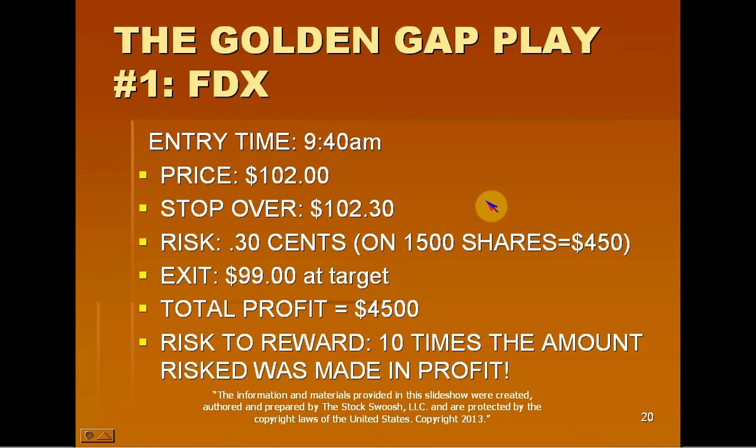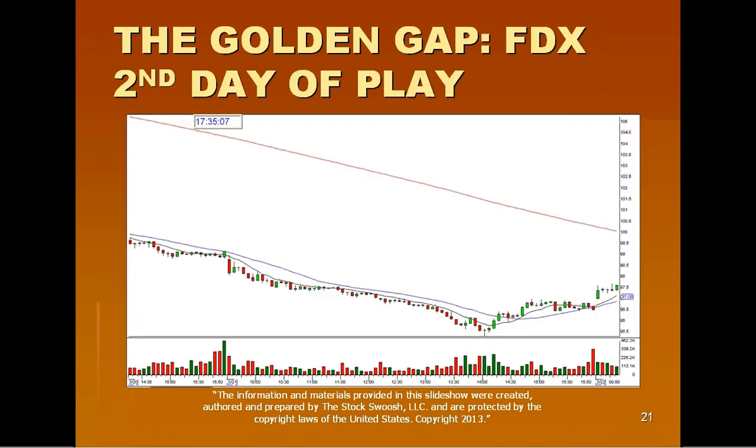But in this case, you know, it had a bigger stop because it's FDX, and this was it. So you could have made $4,500 first day risking $450, or divide it by 2 or a third or whatever you want to do. The point is it was a good play, that there was money to be made with good risk to reward. The second day, beautiful play again.